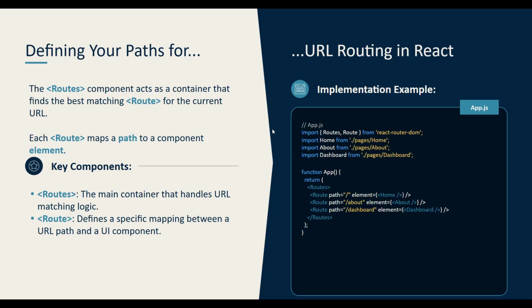So the big idea here is that Routes handles the matching logic, while each Route defines what should appear on the screen for a given URL. And this path can be defined as anything as long as it starts with a forward slash.